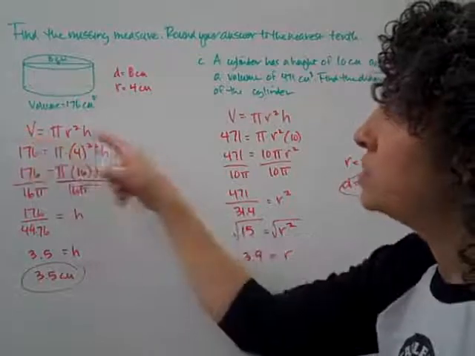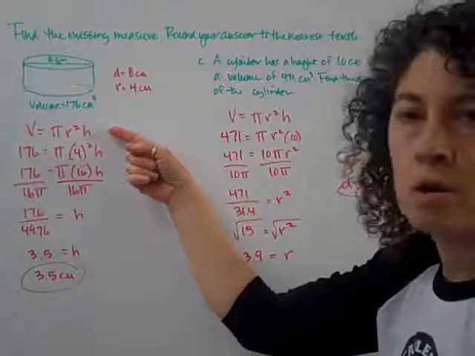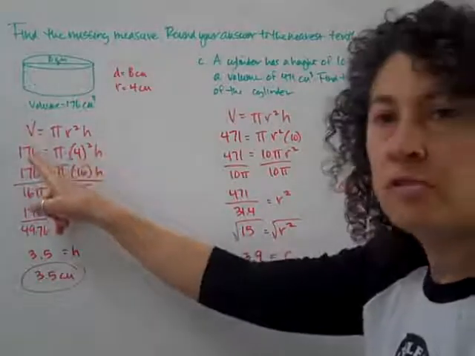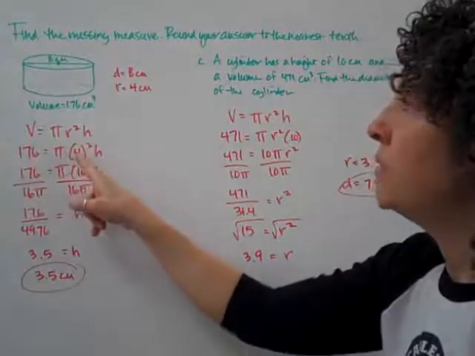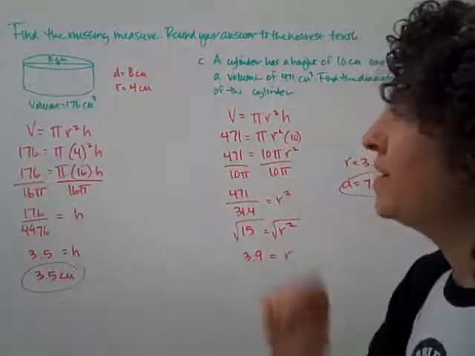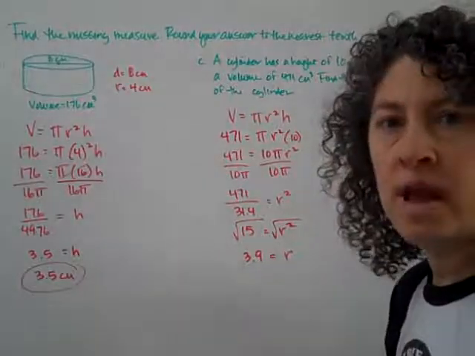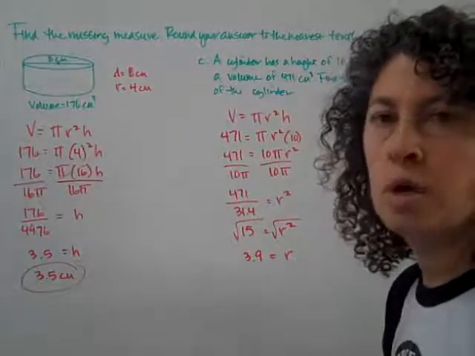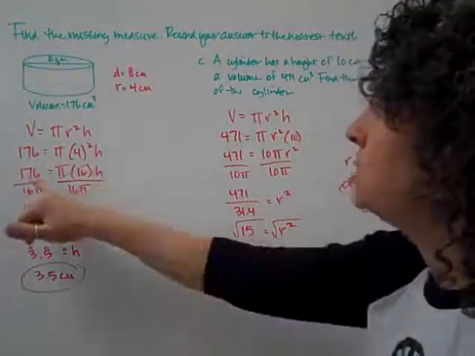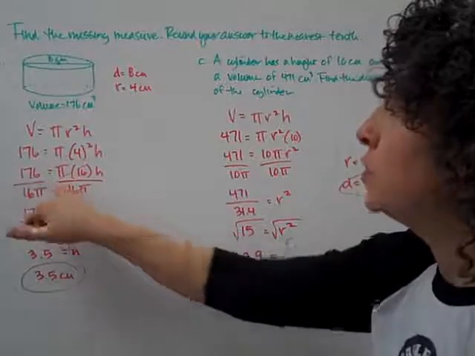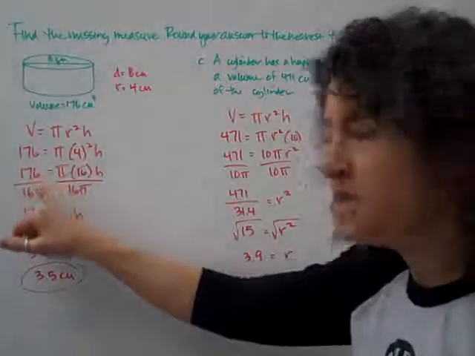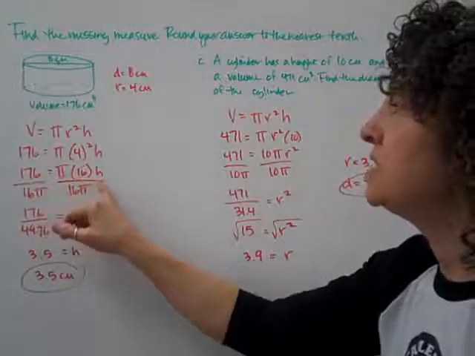So my volume, I'm going to start with my formula. Volume equals pi r squared h. I'm going to substitute. Here's my 176 for the volume. I've got pi, my radius is 4 squared, and h is my height. I'm going to hang on to the pi symbol until the very last minute. So I'm not going to change it to a constant, I'm going to leave it as a variable for now. So next I do 4 squared, I get 16. So I have 176 equals pi times 16 times h.